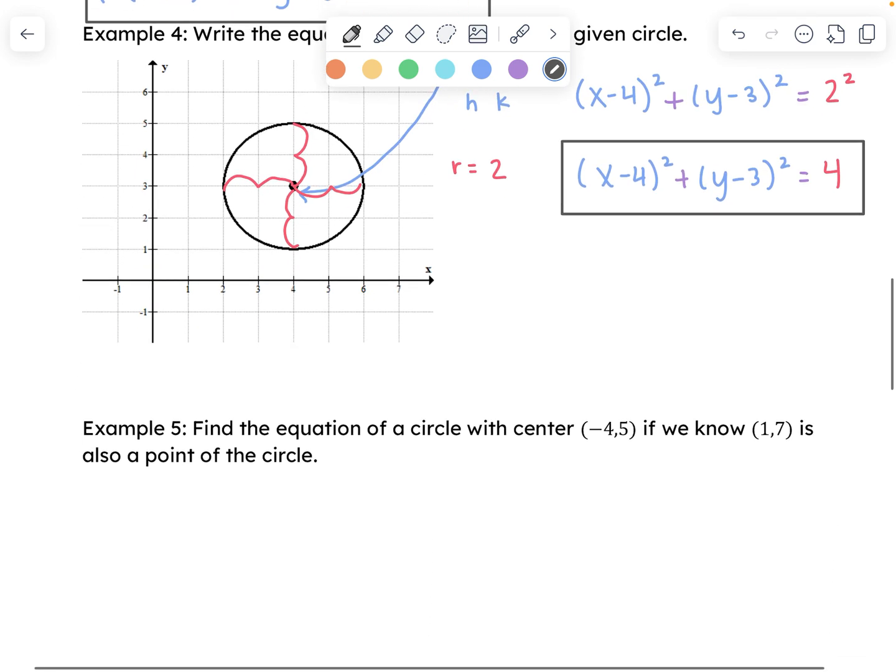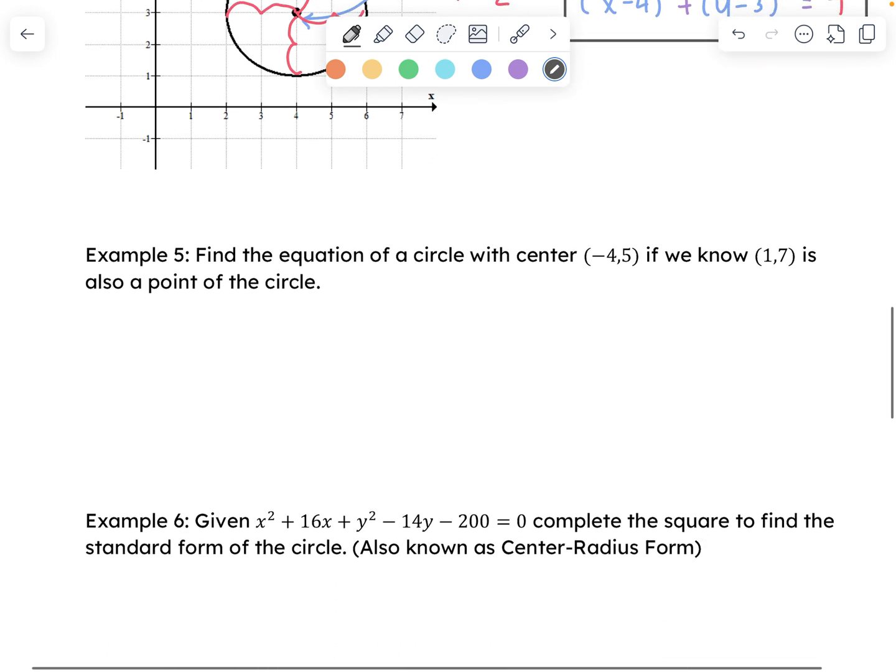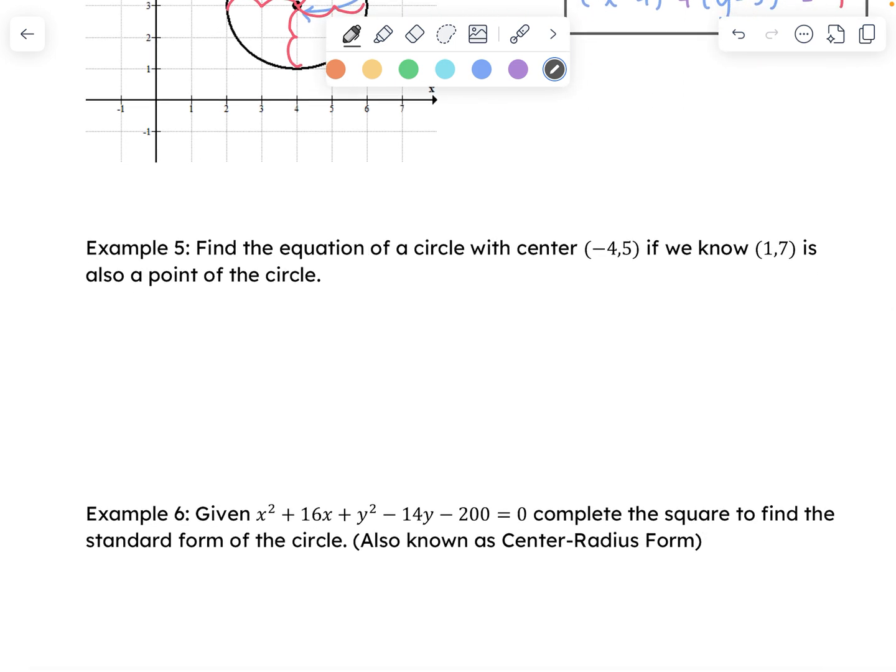Example 5, it says find the equation of the circle with a center of (-4, 5) if we know (1, 7) is also a point on the circle. So I'm going to draw a picture to kind of help us out a little bit. Here's my circle, and here's my center. And I do know that my center is (-4, 5). So I'm going to go ahead and label that (-4, 5). And then it tells me that another point on the circle is (1, 7). So I'm going to put that, let's say here, (1, 7).